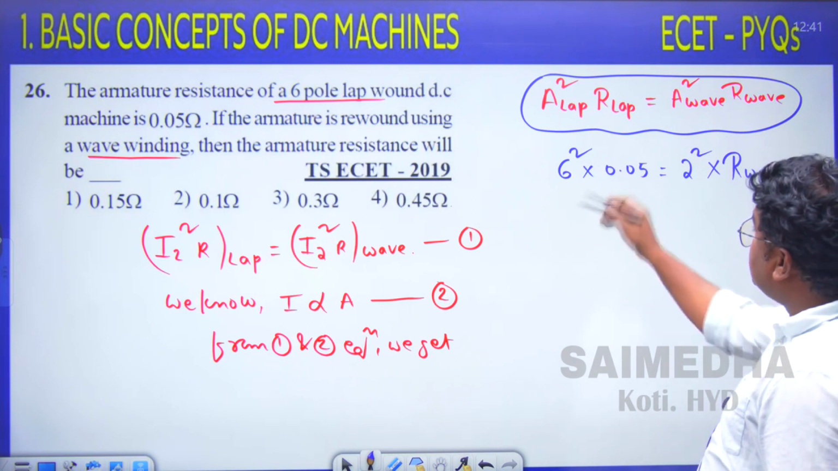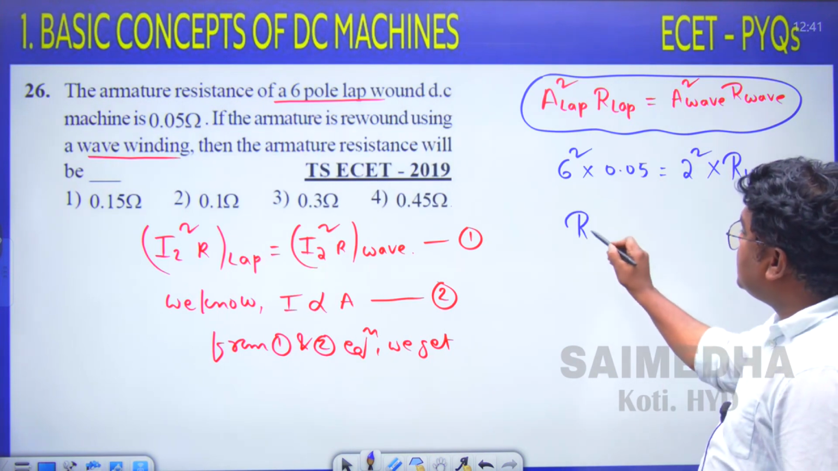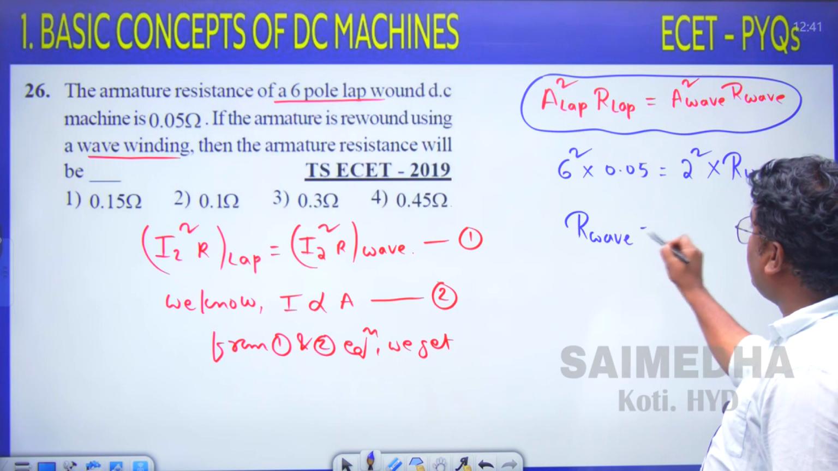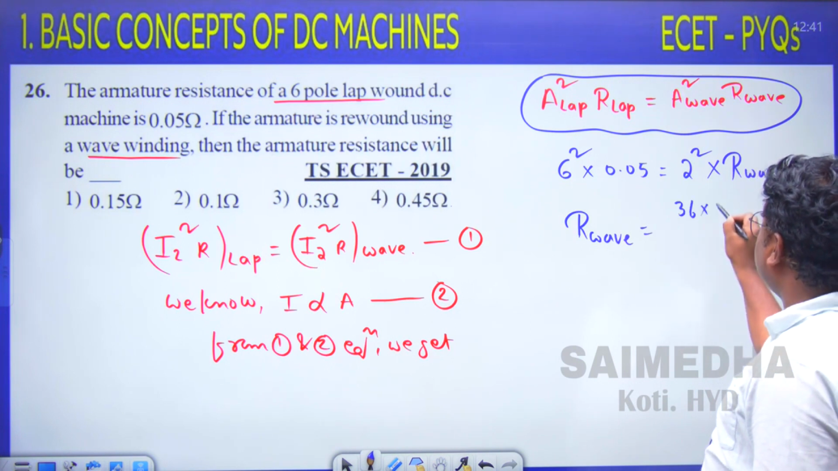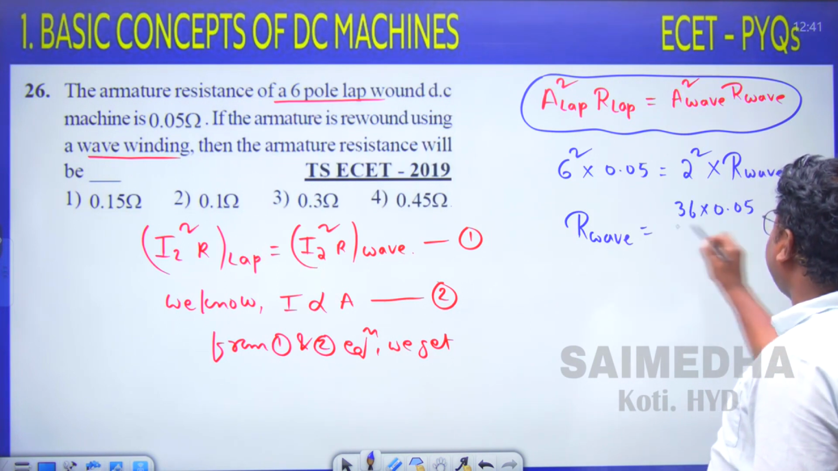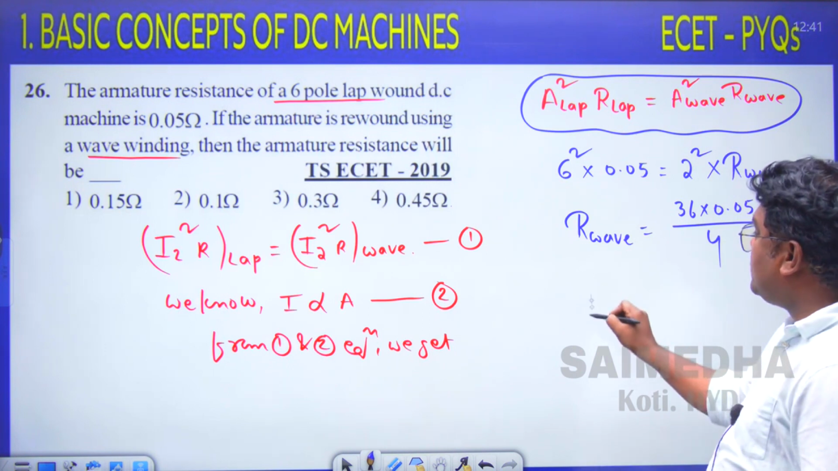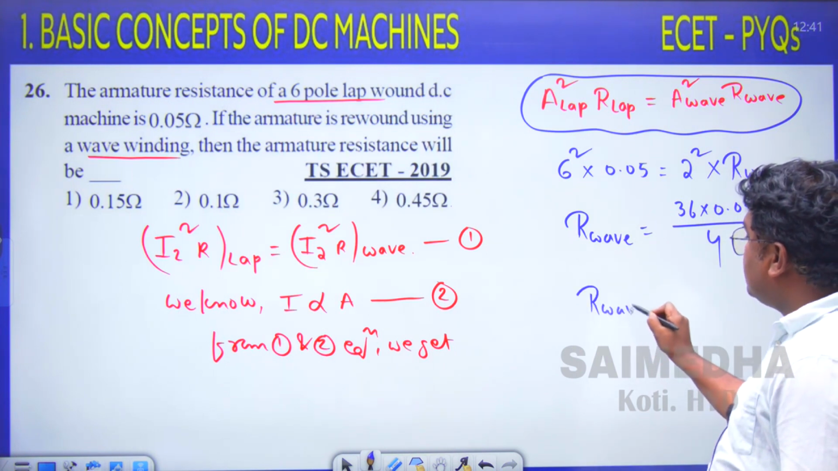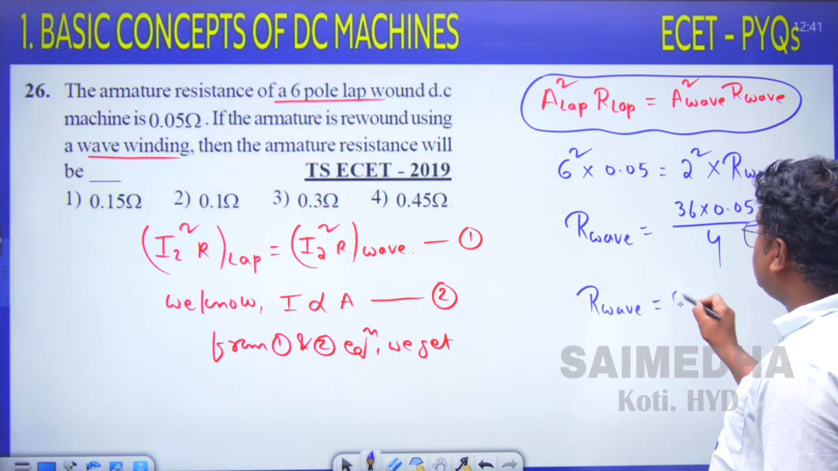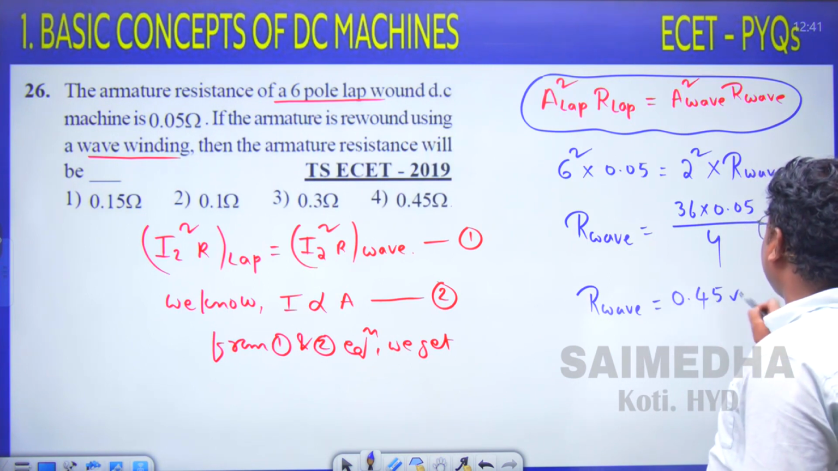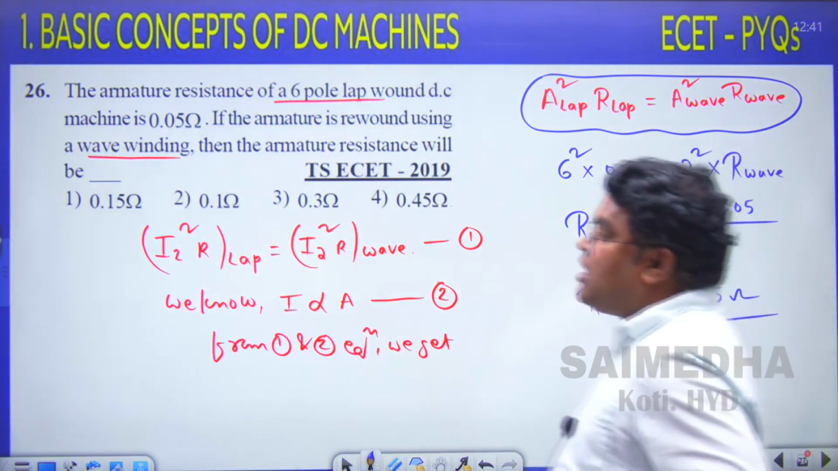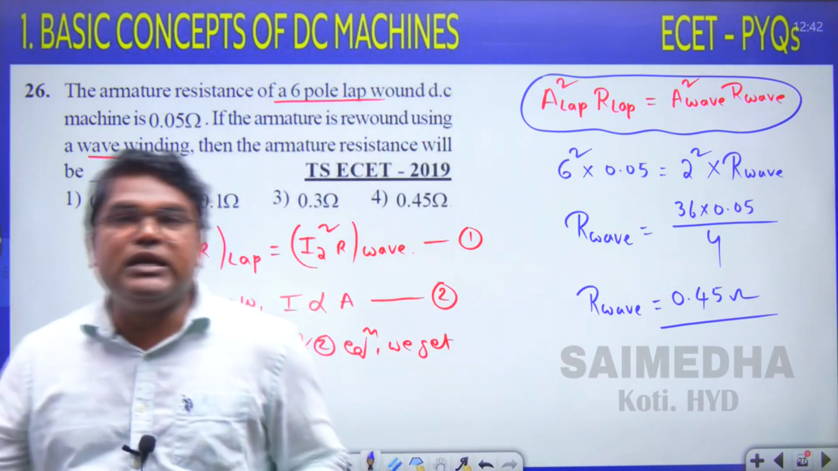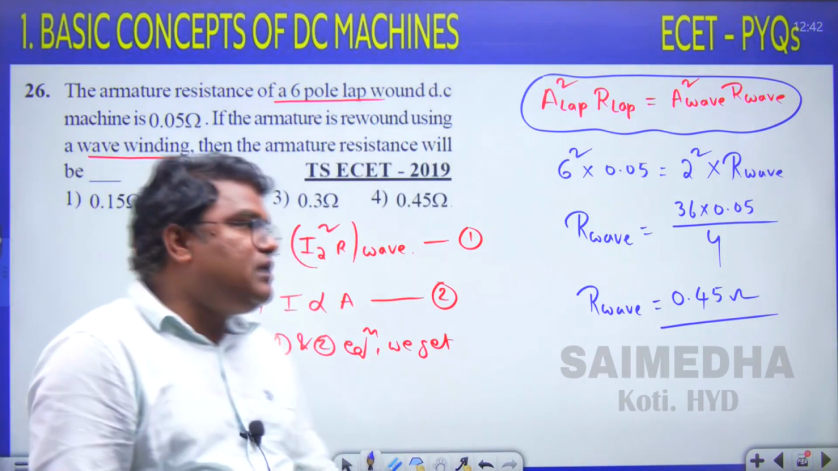Now substitute. Our resistance in the wave winding is equal to 36 multiplied by 0.05, divided by 4. So the resistance in the wave winding is equal to 0.45 ohms. Like this we can answer this question, and it can also be answered in another way.